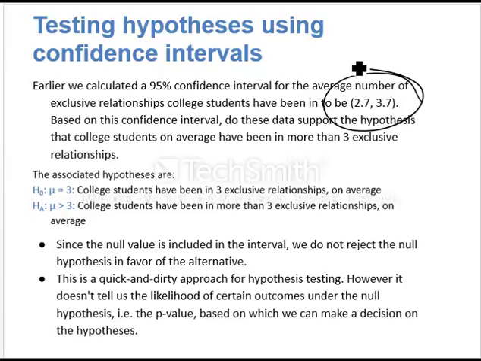So there's some ambiguity here because you may be thinking, well, 3 is contained in that interval, but so are values greater than 3. So what do we do with that? Well, since the null value is included in the interval, we would fail to reject or not reject the null hypothesis. This is a really easy way to go about thinking about hypothesis testing. I'm presenting it to you first because you already know this idea of the confidence interval at this point. But what I'll get to next is the approach most commonly used in research settings, which is reporting the p-value.